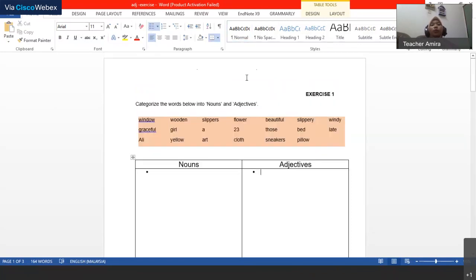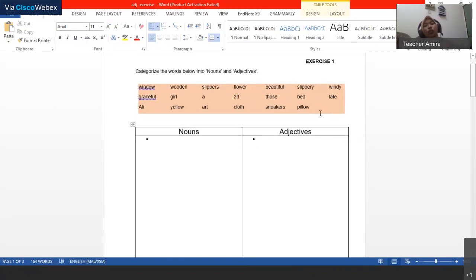Okay. So categorize the words below into nouns and adjectives. First thing, in order for you to know what adjectives are and how to be good in the language, you have to know what is a noun and what is an adjective. So this exercise will try to make sure that we achieve our first learning objective, which is to list at least three examples of adjectives after the lesson ends. So what are nouns? Is window a noun or an adjective? Window is not describing anything, so window is a noun.